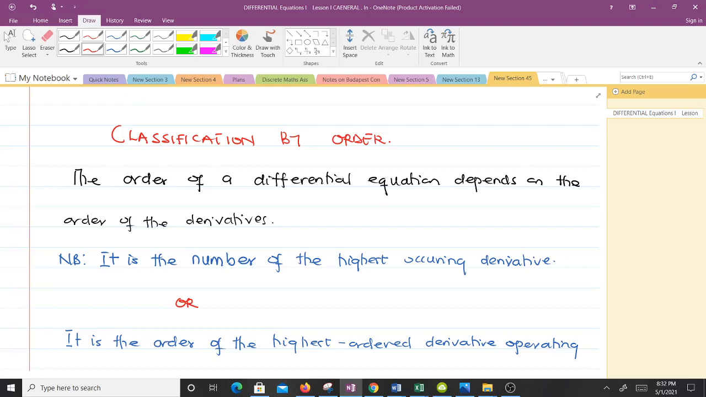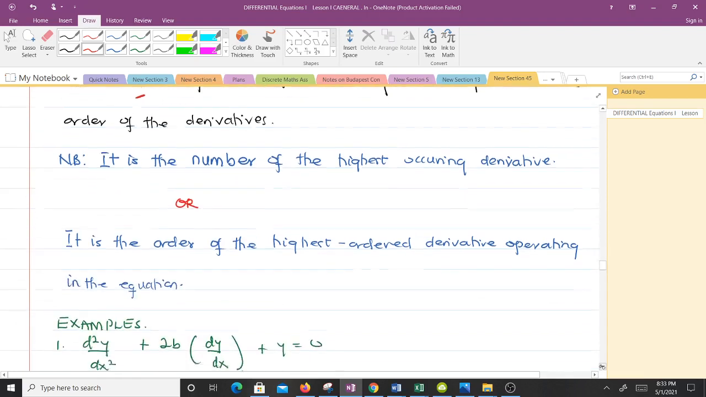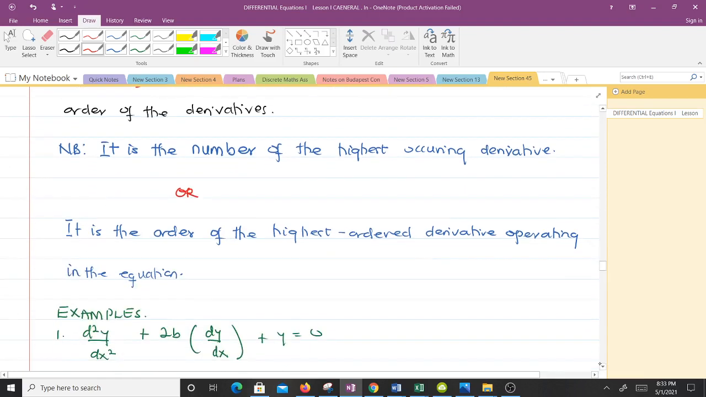Okay, so let's go to the second classification. We are going to learn classification by order. So what is the order? What do you mean by order of a differential equation? The order of a differential equation depends on the order of the derivatives, okay? It is the order of the highest order derivative operating in the equation. Did you understand these words put together to form this statement? If not, don't worry, okay? We will explain it mathematically with examples.